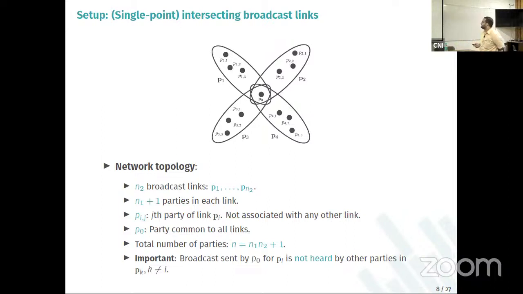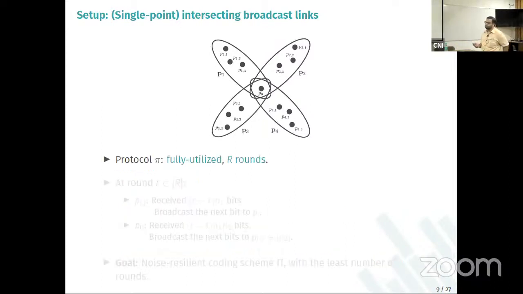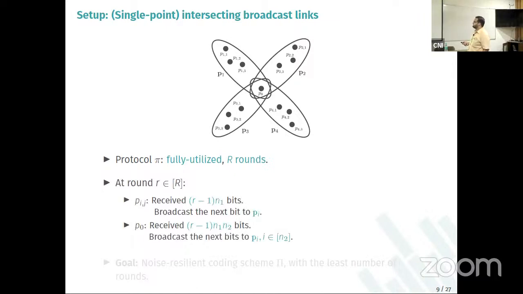Okay, so now let's define what we mean by protocol. A protocol again is a bunch of update rules. Here the protocol proceeds in rounds: R rounds, and in fully utilized rounds. So what does it mean? Suppose we are at the beginning of round R, so R minus 1 rounds have taken place.